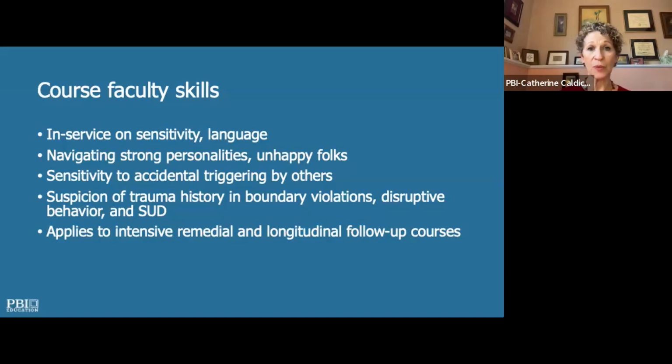The faculty already know why participants are there. They know that in advance, both from the perspective of the participant, but also from the referring entity. And so if one participant has a history of trauma that could be triggered by another participant's story, the faculty can explicitly acknowledge that and state it's okay to step away if need be. Faculty must have a high index of suspicion for indications of past trauma in participants who have boundary violations, disruptive behavior, and substance use disorders. This harkens back to the Williams paper I told you about 45 minutes ago. And then faculty use all these skills not only in the intensive seminars, but also in that longitudinal follow-up course that we offer that keeps clinicians connected and continues the healing process.